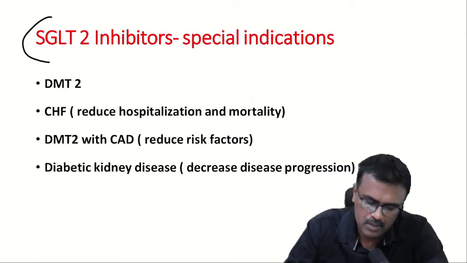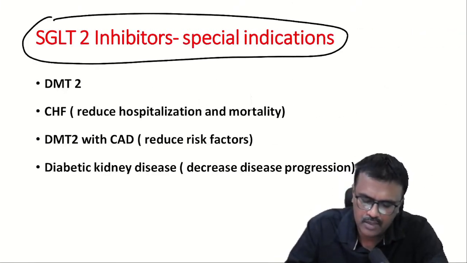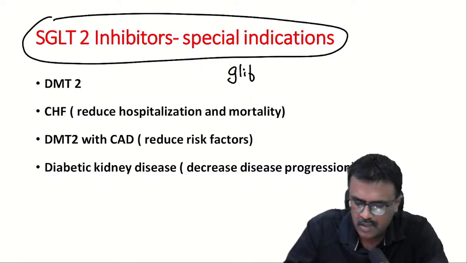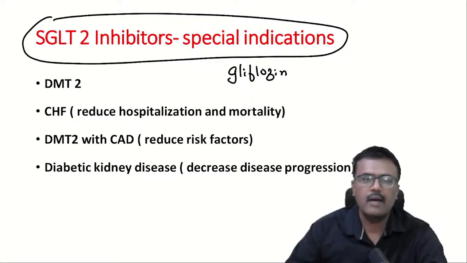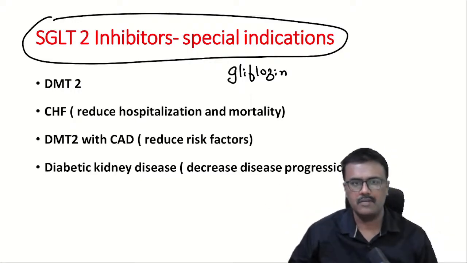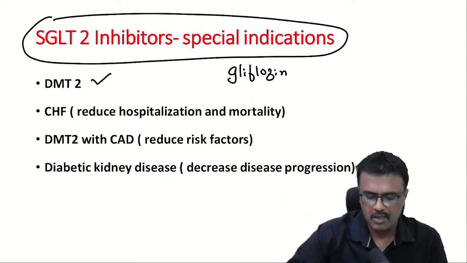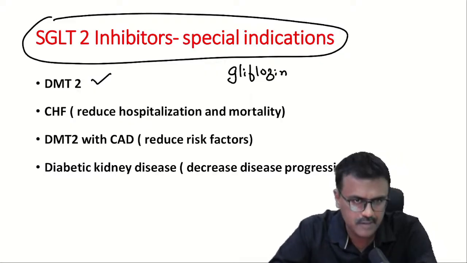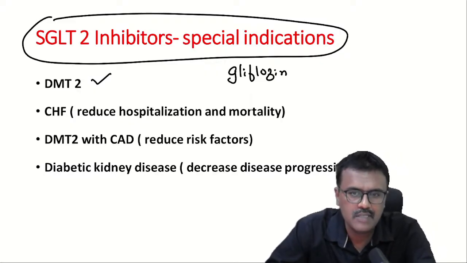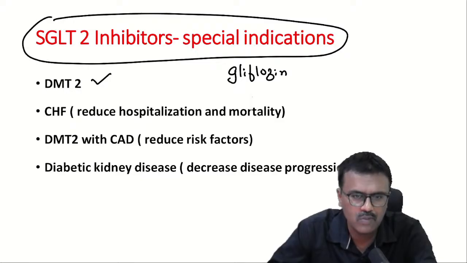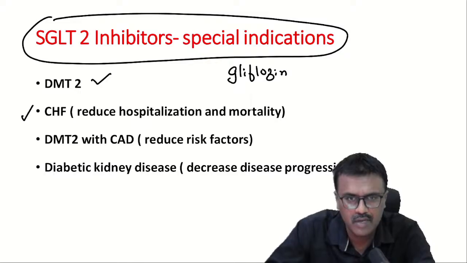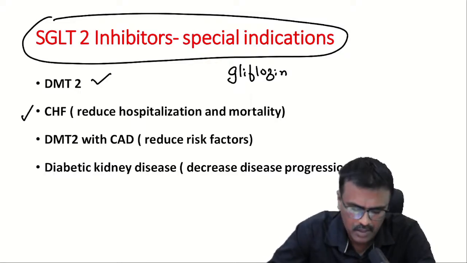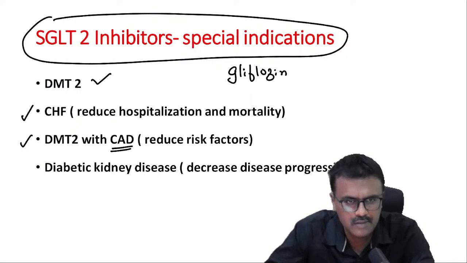Now, this is very, very important. SGLT2 inhibitors, the gliflozins. Day by day, the gliflozins are having a wide spectrum of uses. Earlier, when they were discovered, they were beautiful drugs for diabetes. But later, when we did more and more trials, they were shown to be beneficial in CHF, reducing mortality. They were also shown to reduce the risk for coronary artery disease.